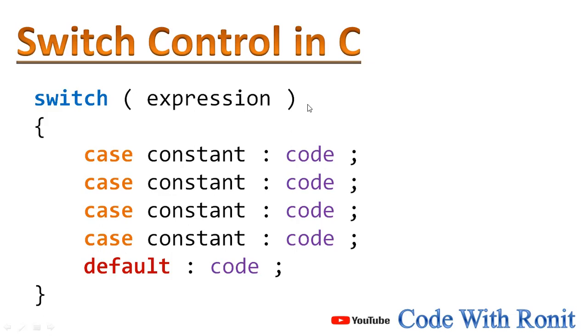But in the switch statement, an expression will be taken. There will be no condition here. The expression can be any constant, like integers or characters. It cannot be any real number. I mean to say any floating number like 1.2, 2.5, etc. The expression must be a constant.